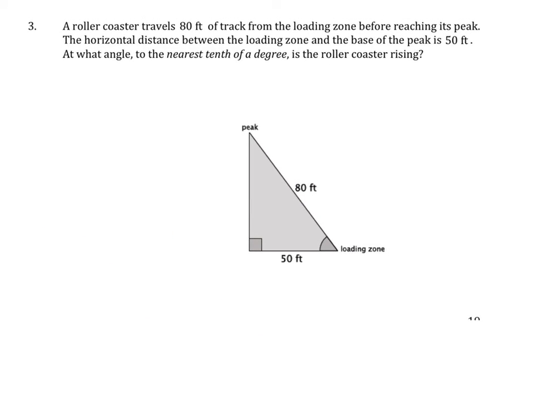A roller coaster travels 80 feet of track from the loading zone before reaching its peak. The horizontal distance between the loading zone and the base of the peak is 50 feet. At what angle to the nearest tenth of a degree is the roller coaster rising? So make sure we round correctly to the nearest tenth of a degree, and we want to know what the angle is that the roller coaster is rising. So this is what our value for x is, or you can label it as theta.